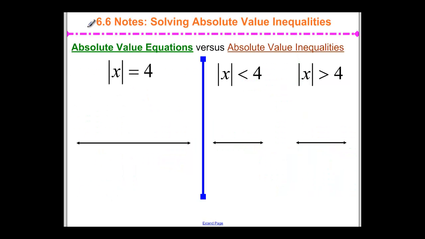Okay. Now let's talk about inequalities. So how does it look for inequalities? So x is equal to 4. So if here's 0, we have 4 and negative 4, because they're both 4 units away from 0.